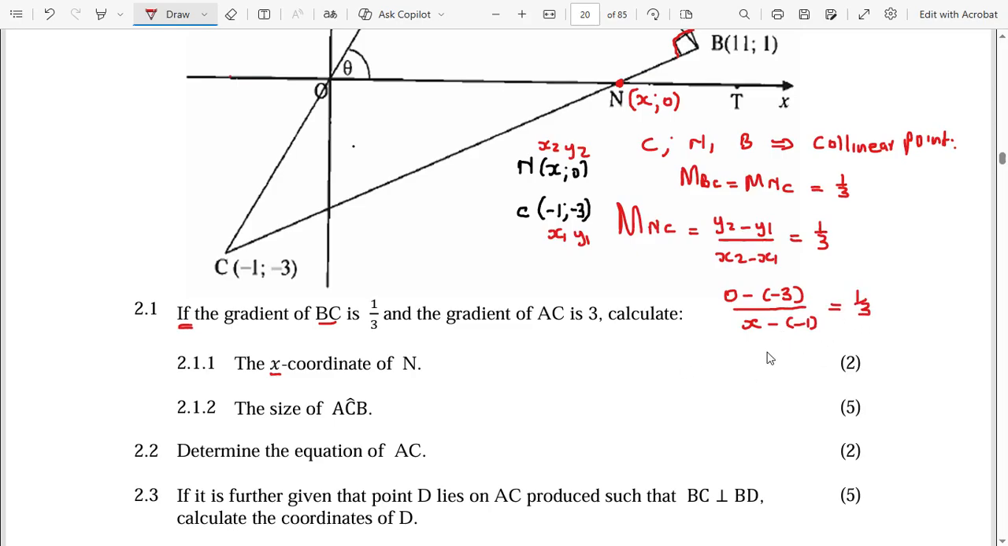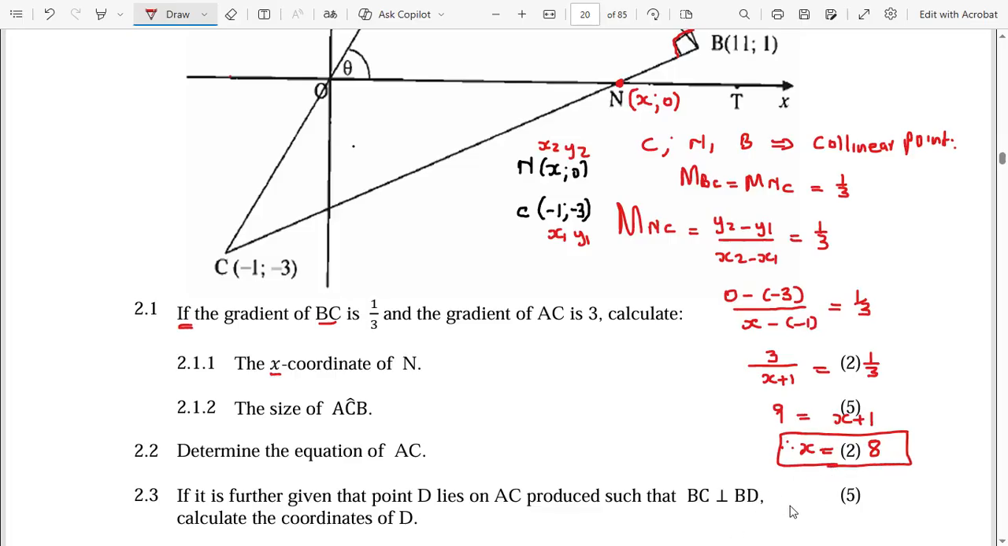You can see that on top is just 3. And then on the bottom, you'll have x plus 1. What is this equal to? 1 over 3. So you can just say 3 over x plus 1 is equal to 1 over 3. Let's just cross multiply. So I'm going to say 3 times 3, that's 9. When I cross multiply, that's 9. It's equal to x plus 1 times 1, which is just x plus 1. Okay, then the 1 comes this side, it's 9 minus 1. Therefore, this gives us x equals 8. That's your final answer. So the x coordinate of N is 8.